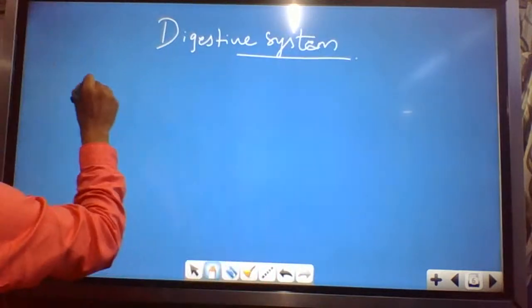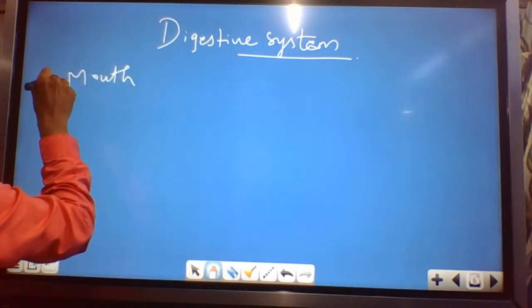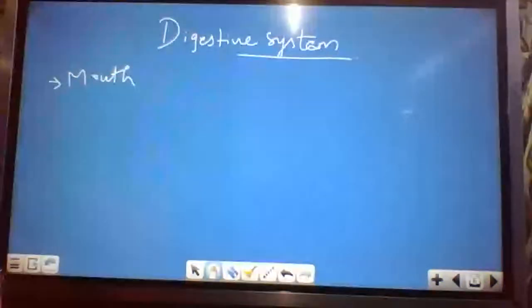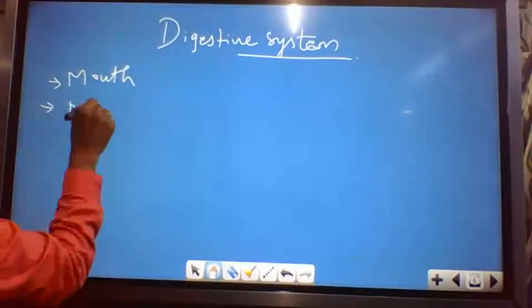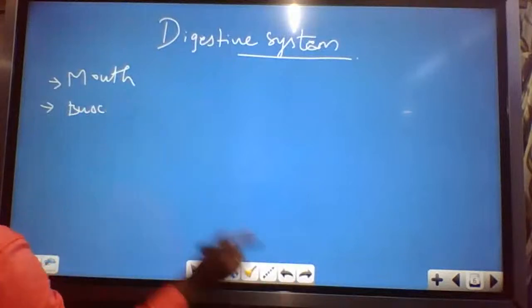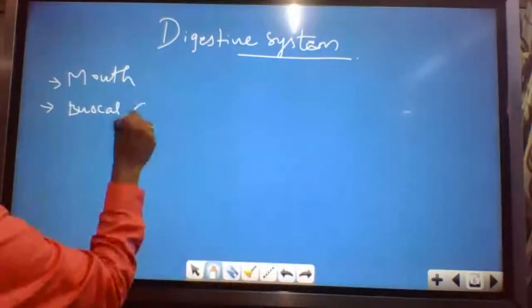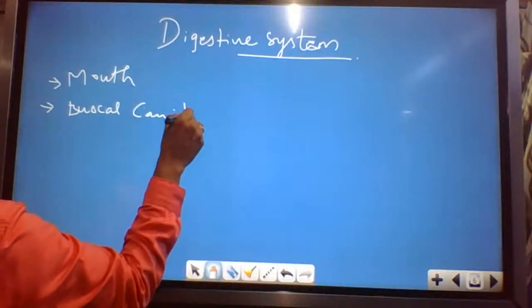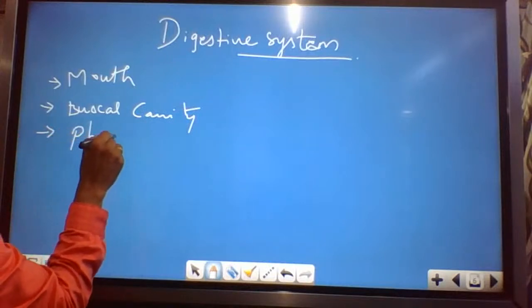So if you take the digestive system, where does it start? It starts from your mouth. Then, the second one in the order that you have to write is the buccal cavity. Next you have the buccal cavity. Then we have the pharynx.